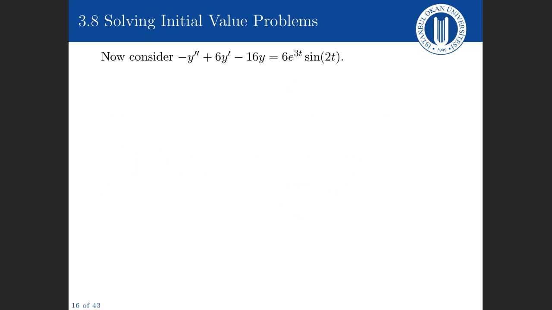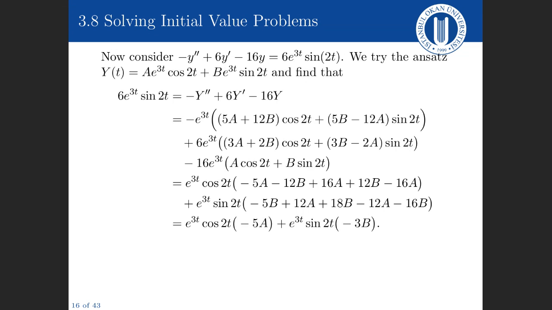Next, another small part of the problem. Minus y double prime plus 6y prime minus 16y is equal to 6e to the power 3t sine 2t. If you wanted to, you could do the previous step and this step at the same time, but I think it's easier if we break it up into lots of easy problems.